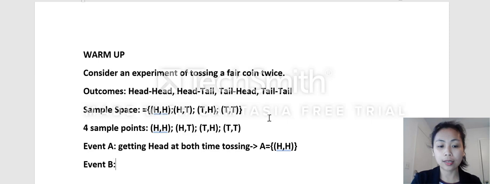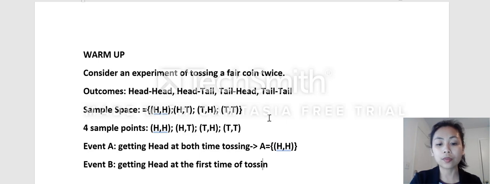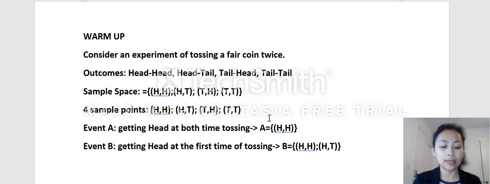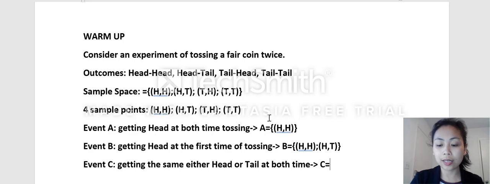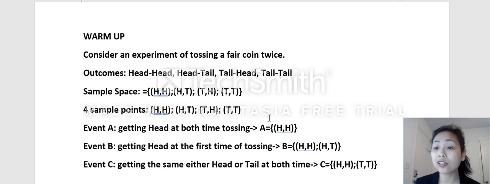Let's say event B is getting head at the first time of tossing. So we have B as a collection of two sample points, head head and head tail, right? And one more, what if I ask you about an event of getting the same type, either head or tail at both times. So event C here is basically the list of two sample points, head head or tail tail. So an event here is basically just a collection of some sample points from the sample space. You see that?